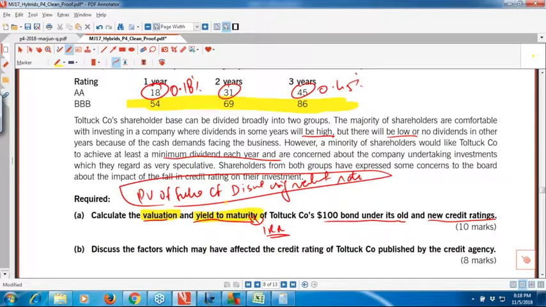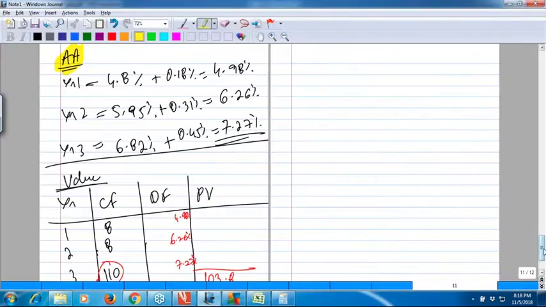We're also required to calculate the yield to maturity of the bond. Now, how would we calculate the yield to maturity of this bond? Let's just understand this. As I discussed, the yield to maturity is simply the IRR.